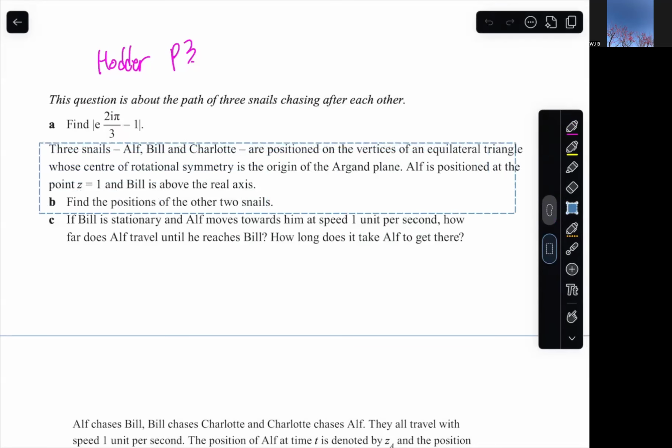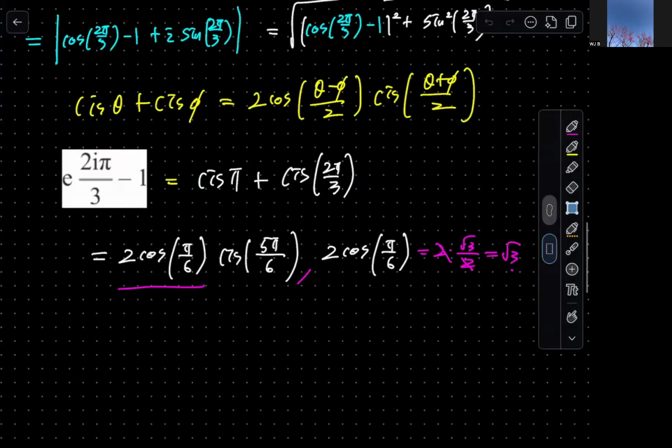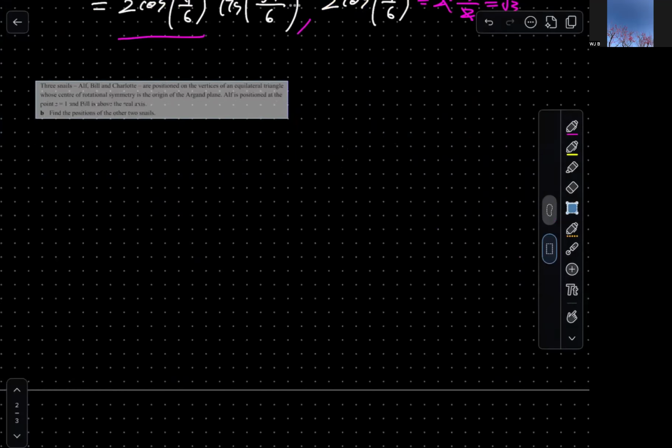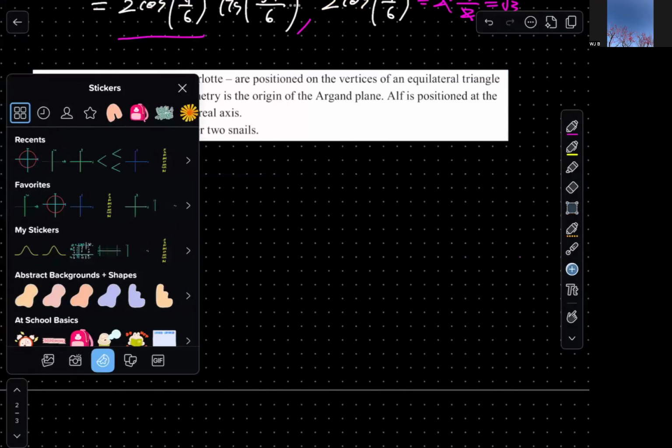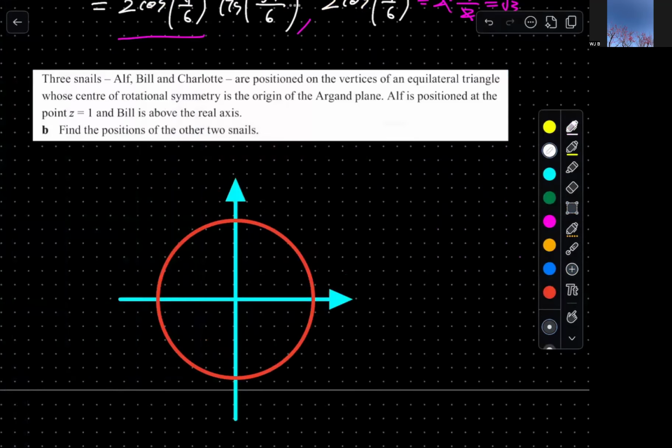Now they are saying that A, B, C are the vertices on the Argand diagram of an equilateral triangle. So what I like to do is to draw the unit circle like this, okay? And I have a real axis and I have an imaginary axis. Okay, that's great. And on this, I'm going to label them. Here it says that alpha is positioned at z equals 1. So I'm going to put the alpha A here.